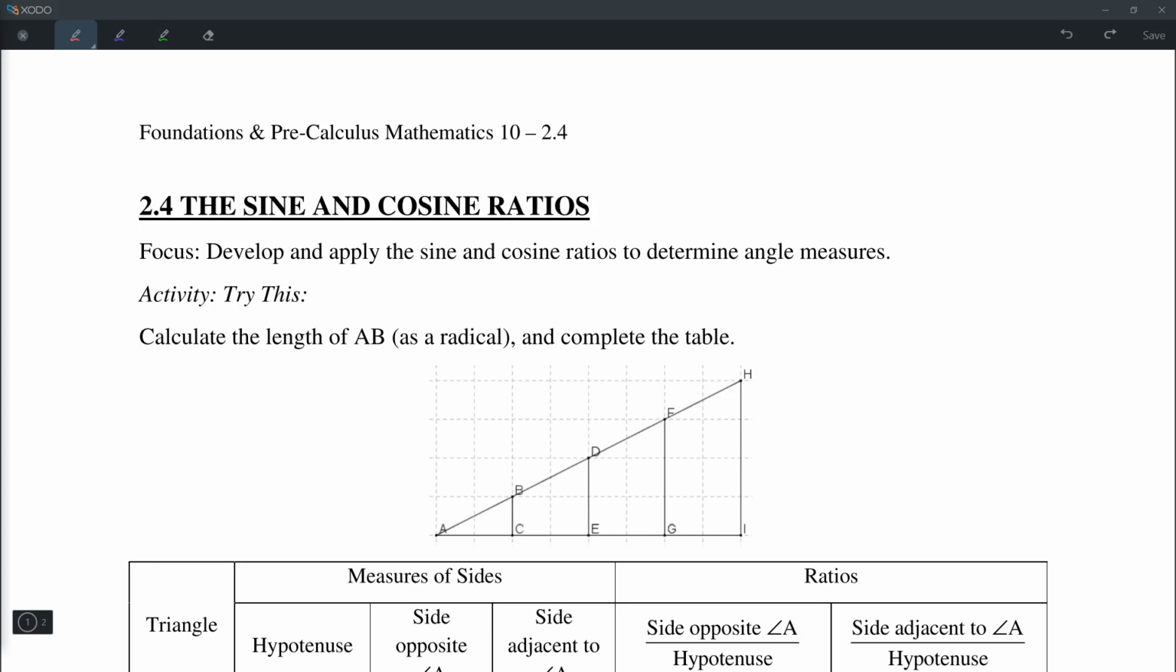Hello everyone. So today we're going to go over section 2.4, the sine and cosine ratios. So here we're going to calculate the length AB and use it to complete the table.